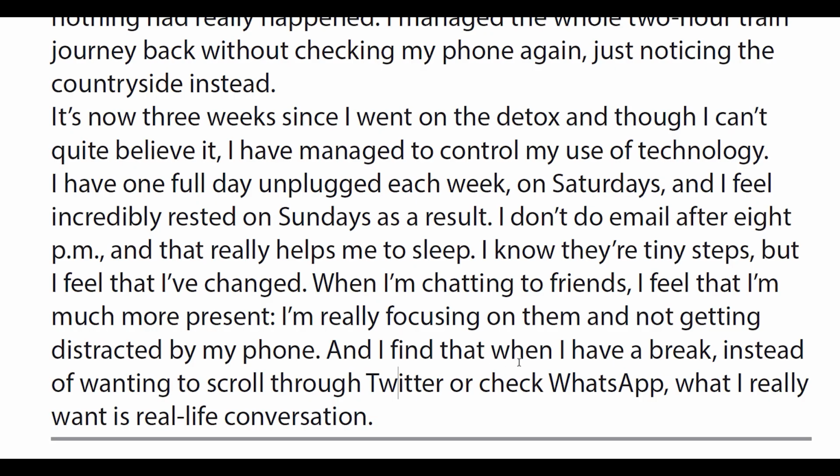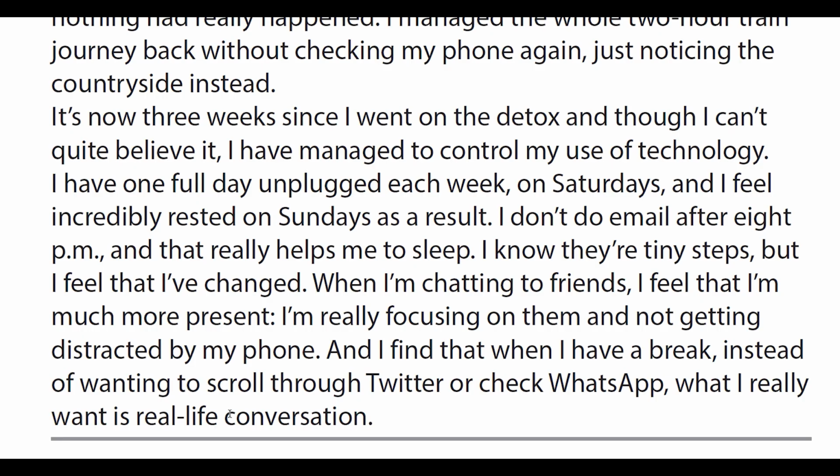Я реально сконцентрирована на них и не отвлекаюсь на свой телефон. Я нахожу, что когда у меня есть перерыв, вместо того, чтобы хотеть скроллить Twitter или проверять WhatsApp, what I really want, что я реально хочу, is real life conversation, то есть разговор в реальной жизни. То есть вот такая вот аудиозапись. Ну что ж, надеюсь, стало чуточки понятнее.